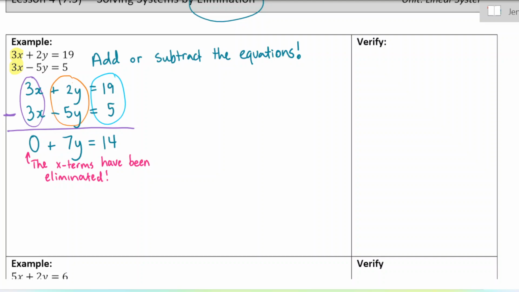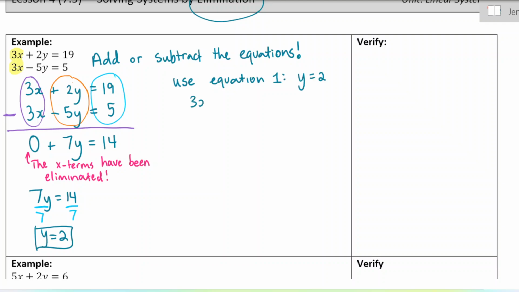So we subtract. Okay, so now that we have 7y equals 14, we're going to solve for y. So we're just going to divide both sides of the equation by 7. And we get y equals 2. That's one of our solutions already. That was really fast. Now what we do is use either equation to plug in that y value and solve for the x. So we're going to use equation 1. It doesn't really matter which one you use. You'll get the same answer no matter what. And we plug in y equals 2. So here's equation 1.